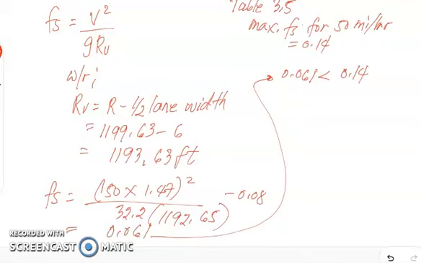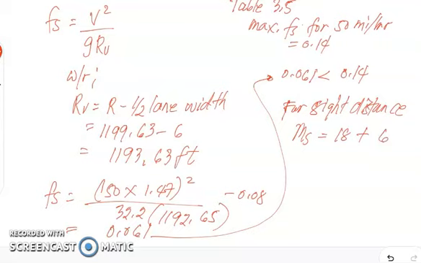So for the sight distance, the available m sub s is 18. So for our sight distance, m sub s is equal to 18 plus 6 feet, which is the distance to the center of the eastbound lane, or that is 24. This will give us 24 feet.